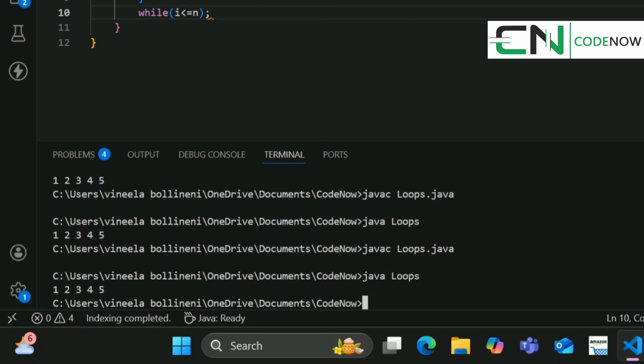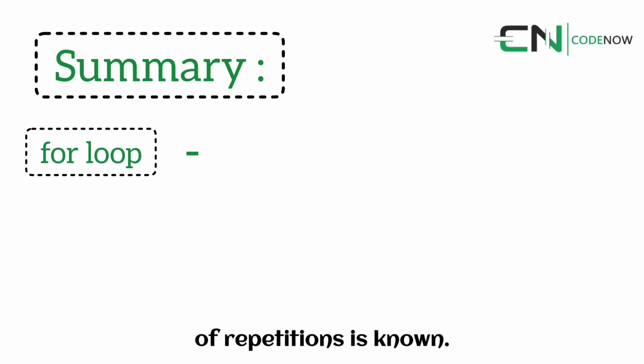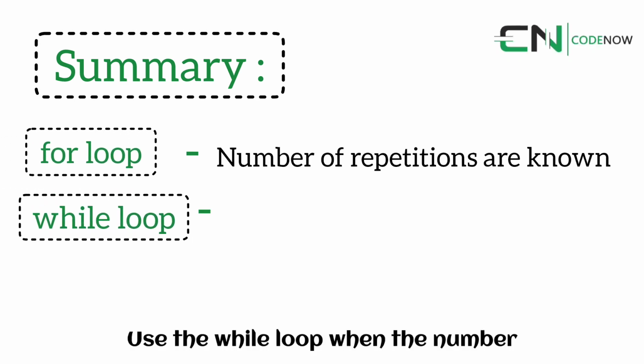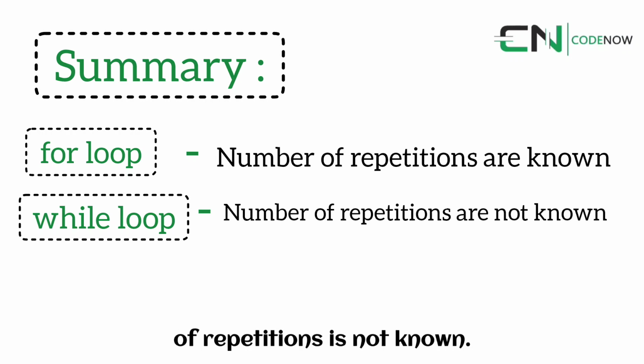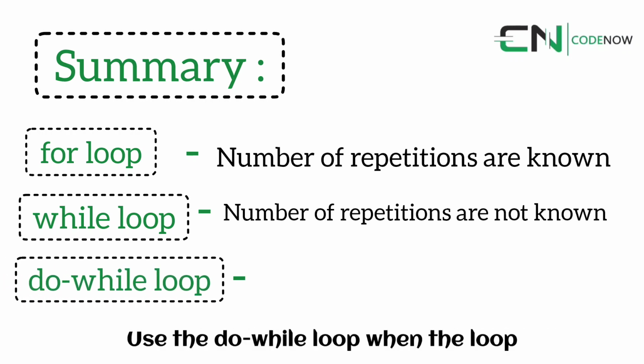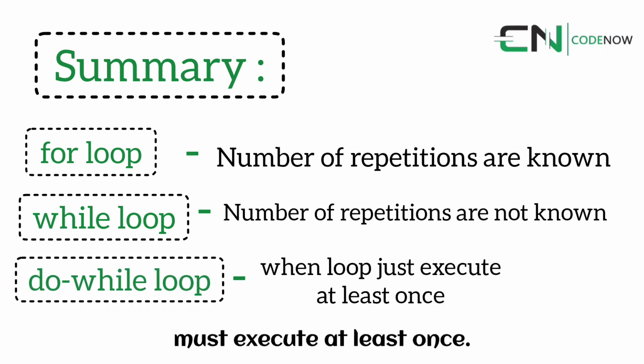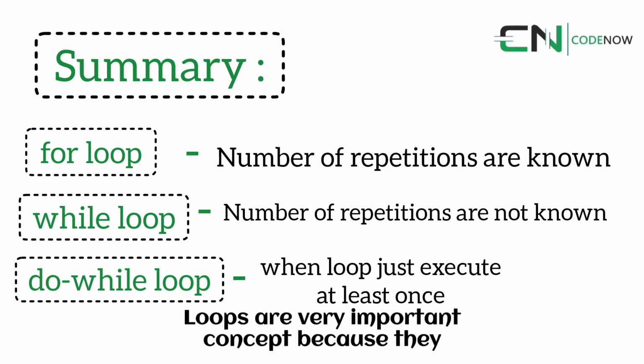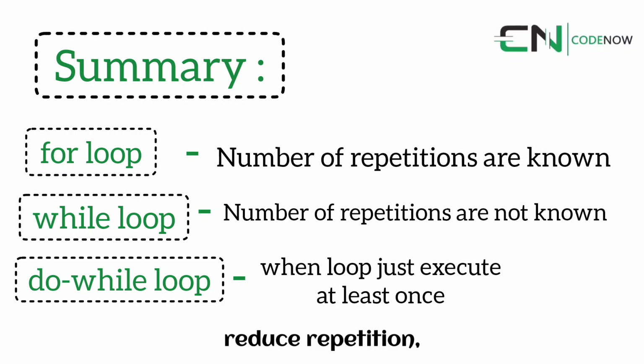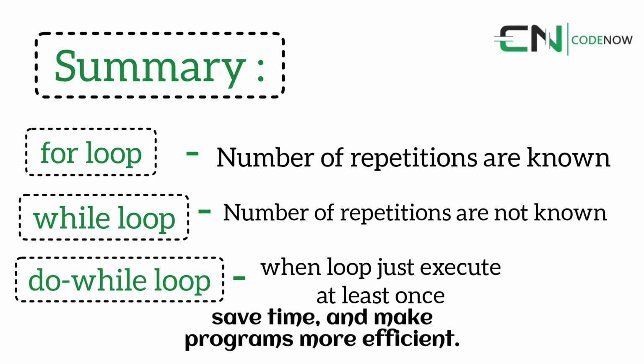So done. To summarize, use the for loop when the number of repetitions is known. Use the while loop when the number of repetitions is not known. Use the do while loop when the loop must execute at least once. Loops are a very important concept because they reduce repetition, save time, and make programs more efficient.